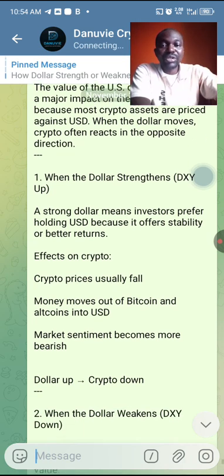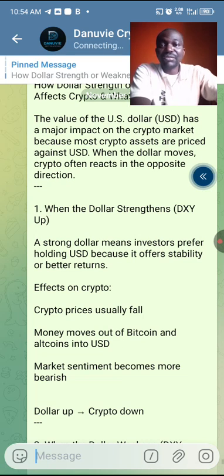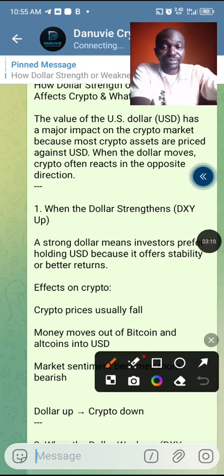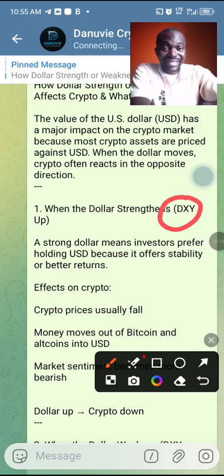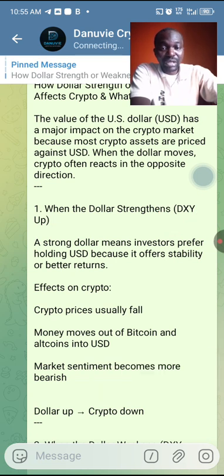So when dollar strength is, this is the DXY. Now, if you are on TradingView, you can actually, let me just highlight it, DXY. You can search out that index. That's the official dollar index for the US dollar. So you can check whether the dollar is gaining strength or losing strength.